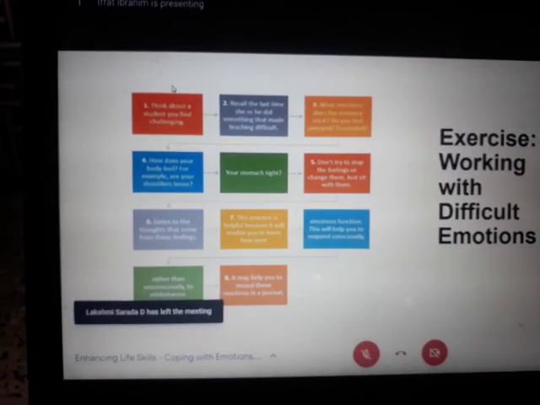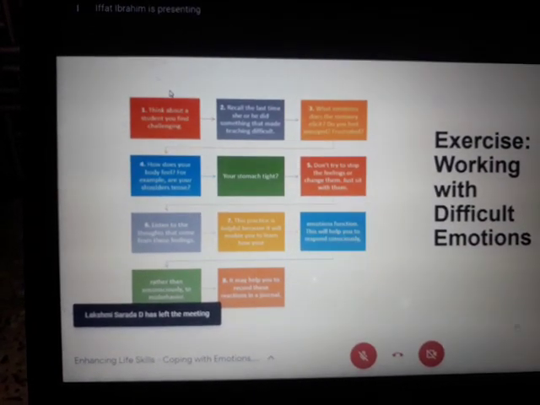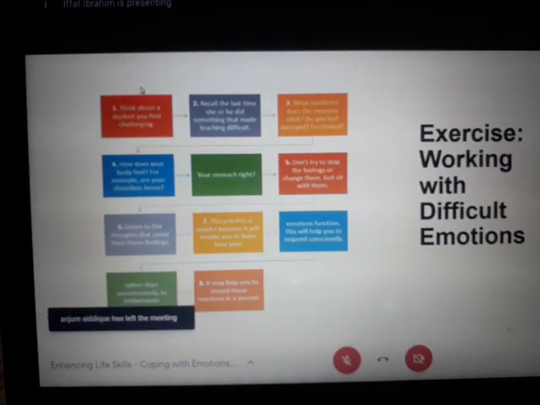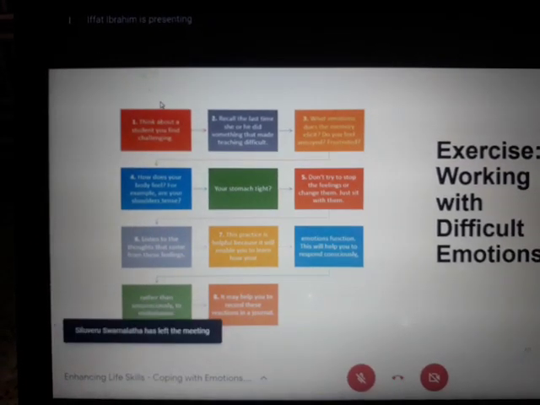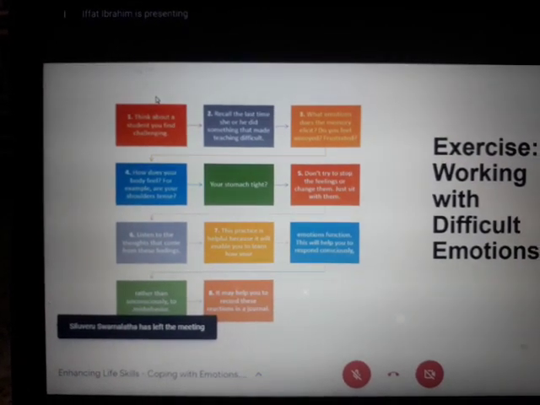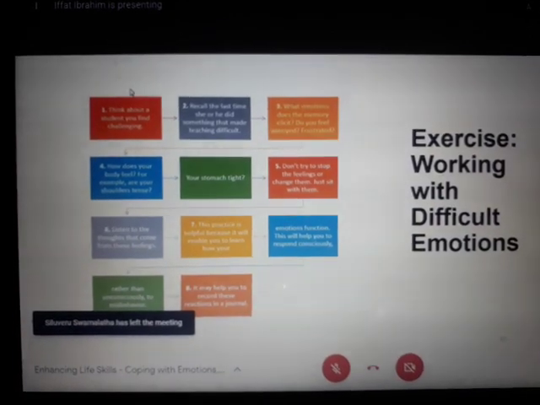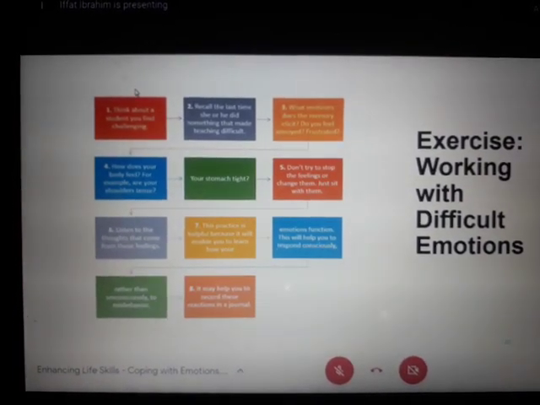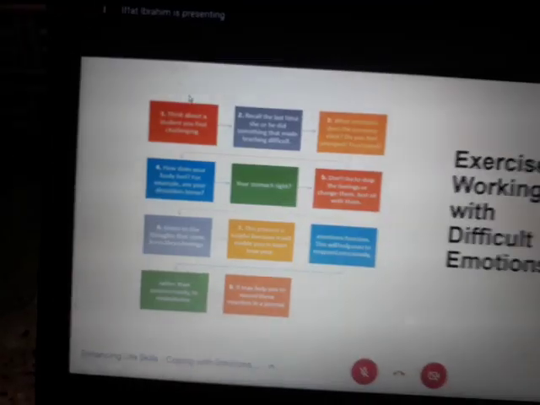Now think about a student that you find challenging. Recall the last time he or she did something that made teaching difficult. What emotion did it elicit in you? Did you become angry? Did your fist clench? Did your heart start racing? Did you feel the blood surge into your head?